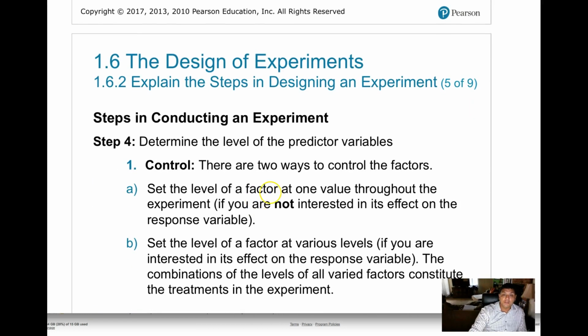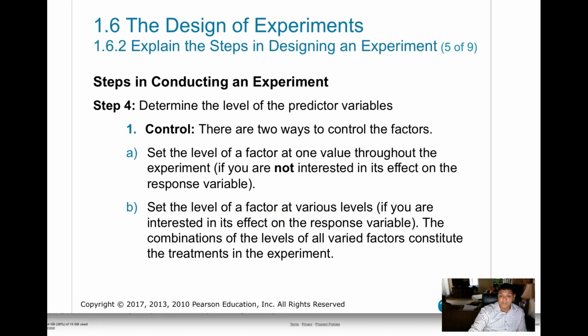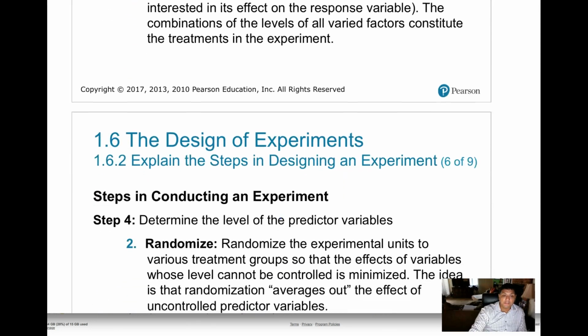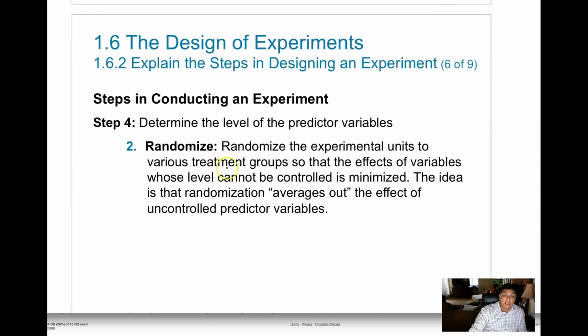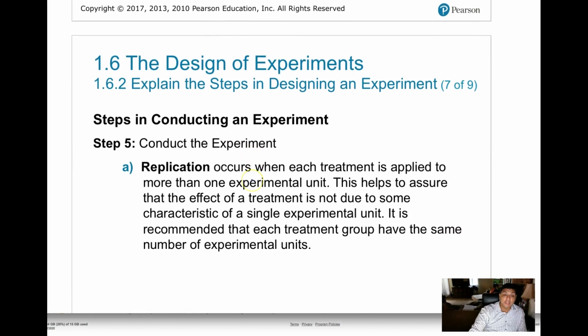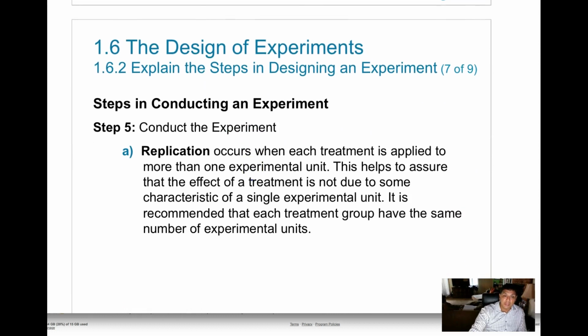Step 4, determine the levels of the predictor variables. The predictor variables are your explanatory variables, right? You decide what levels to use so that you can control for them and figure out how they're going to affect the response variable. And then step 5 is to conduct the experiment. You actually go ahead and do it, but that's after you've done the other series of steps.